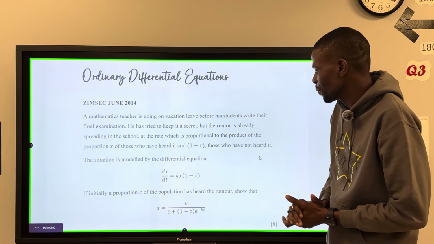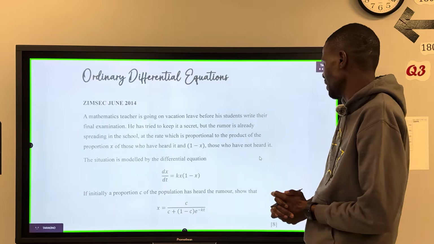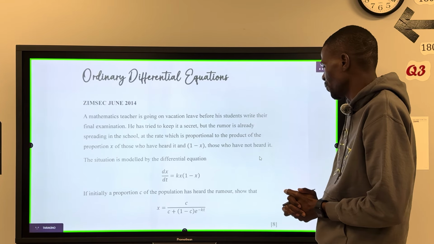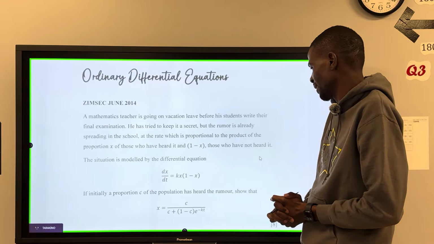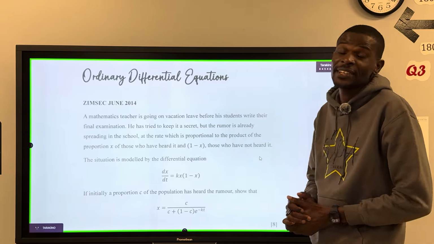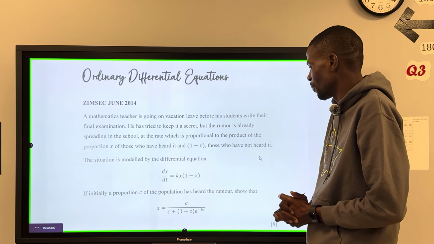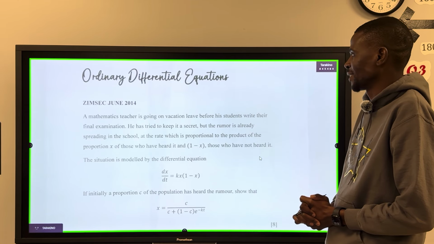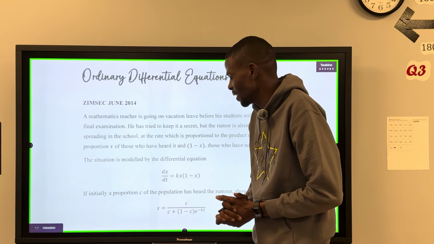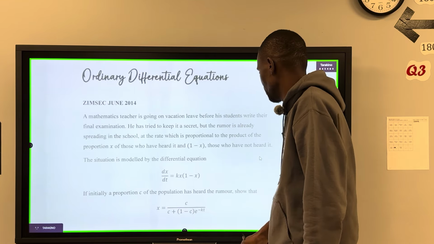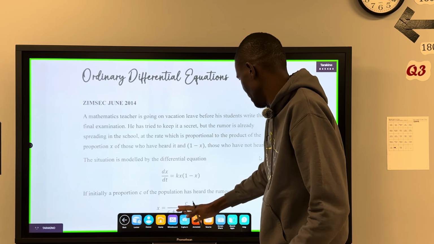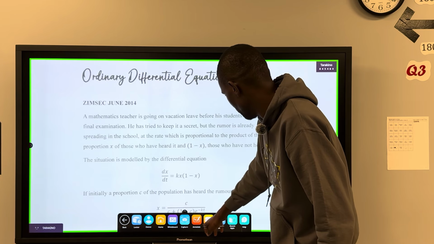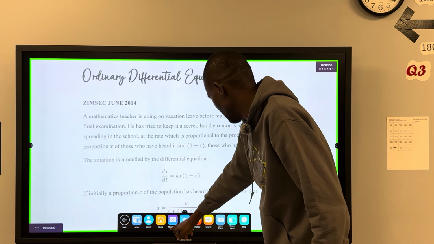If initially a proportion c of the population has heard the rumor, show that x = c / (c + (1 - c)e^(-kt)). So this is exactly what we are trying to show. All right guys, so what we need to do here is just go straight into solving the equation, since it has already been modeled for us. All right, so I'll go ahead.